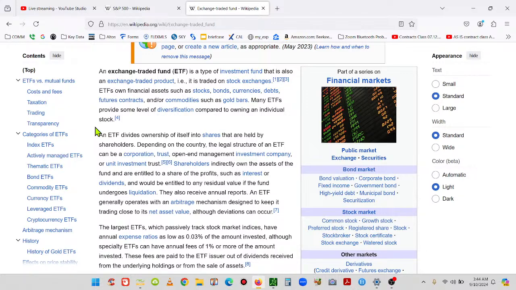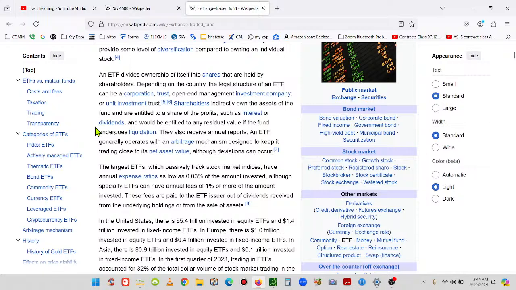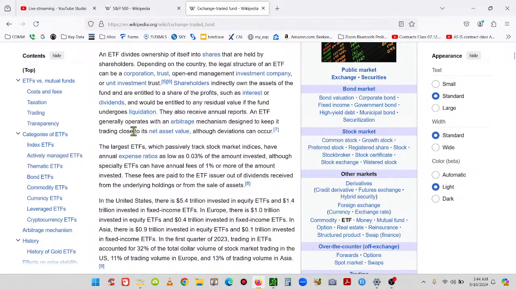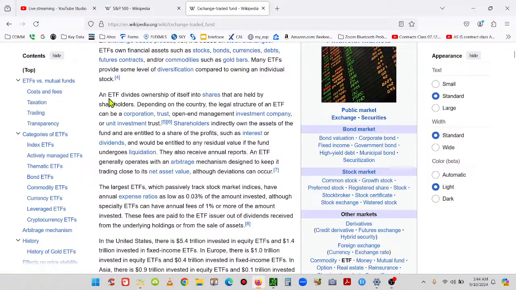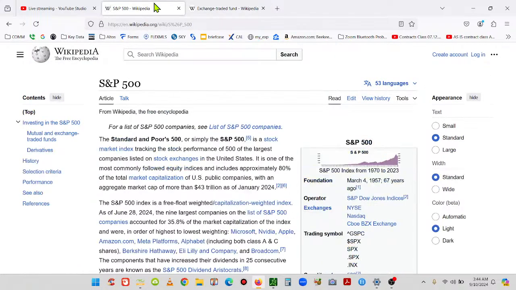So what is an ETF, an exchange traded fund? Right? So we want to know what the SPY is. So we're going to go ahead and look this over some more, then we're going to work our way over to understanding what the SPY is. Because why would we trade something without knowing what it is? So let's see.